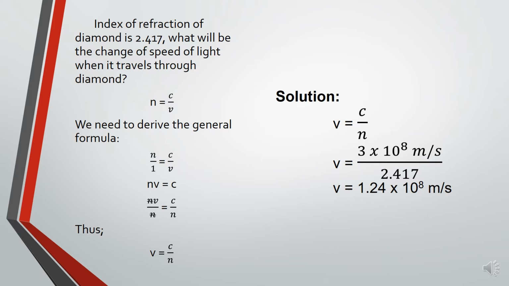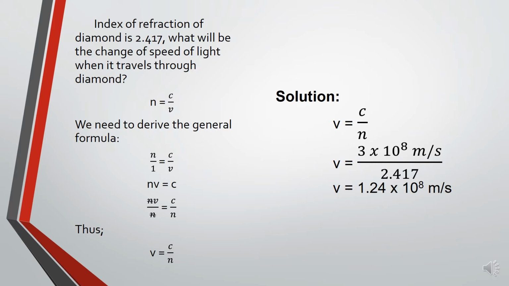Alright? So, we're just going to cross-multiply it. Alright? So, the N, lalagyan natin siya ng halimbawa ng imaginary na 1. And then, cross-multiply it. So, N times V is equal to NV is equal to 1 times C. So, we have here the C. And in order to derive the general formula, we need to divide both sides by N, to cancel it out.